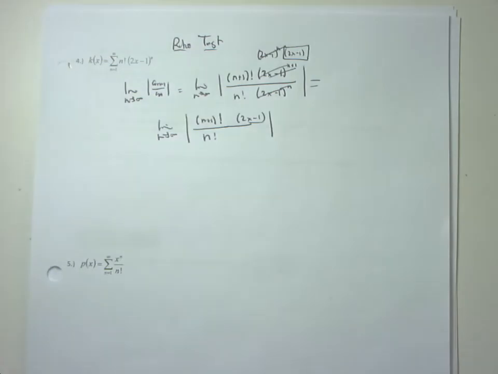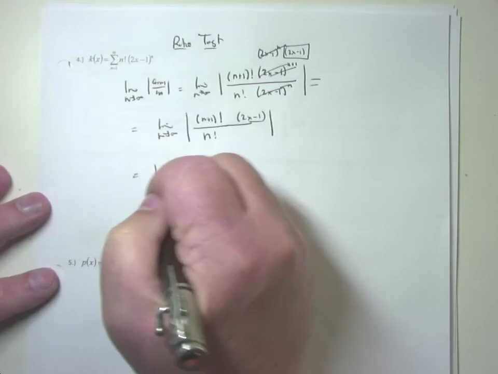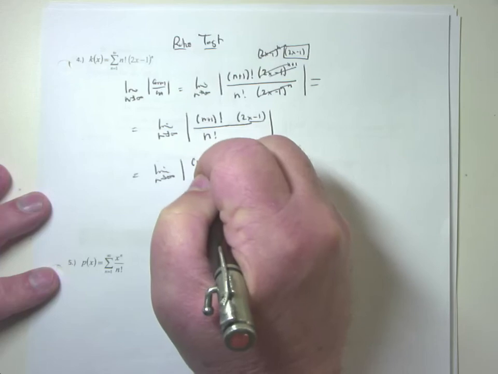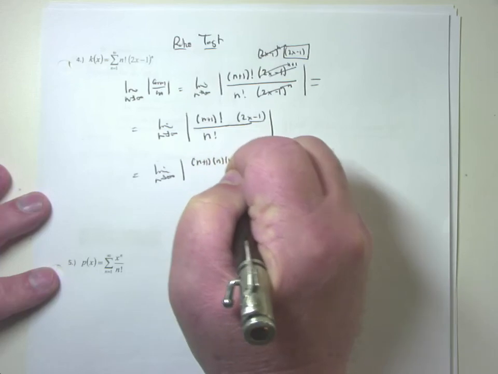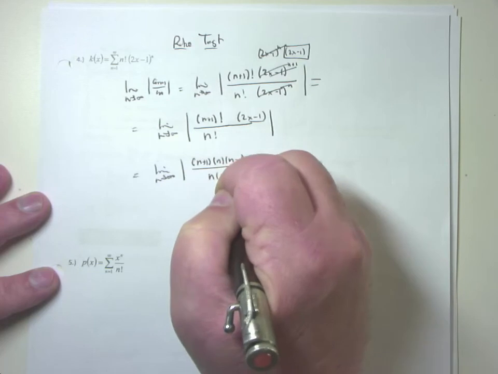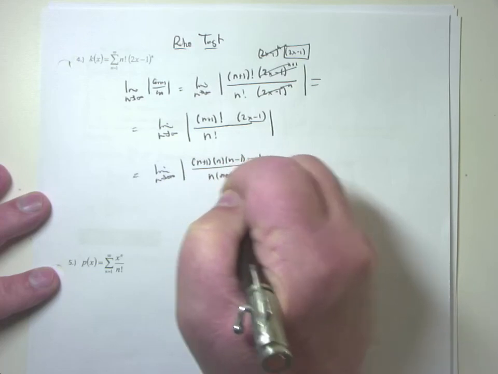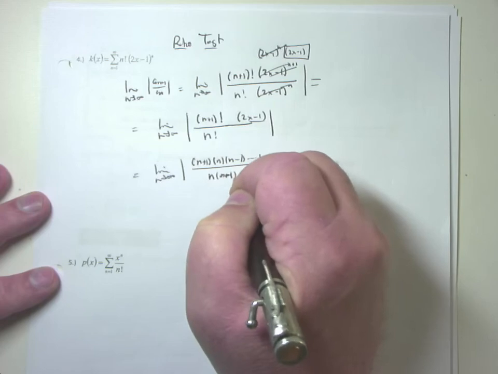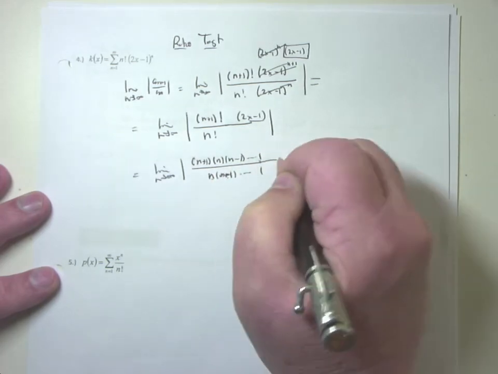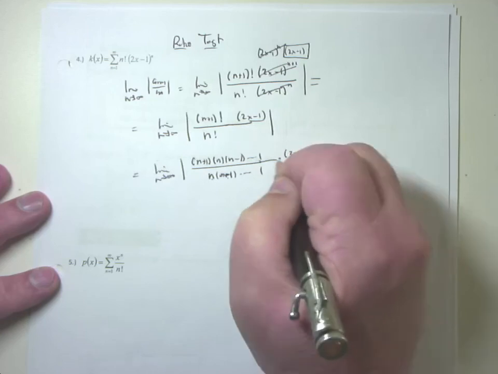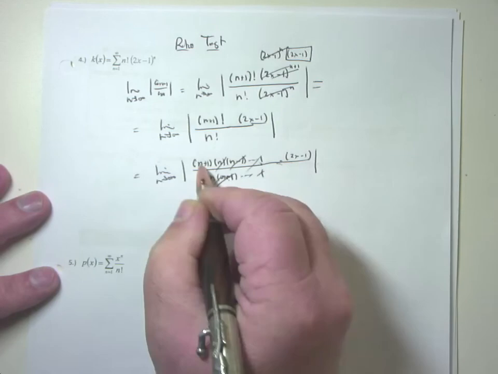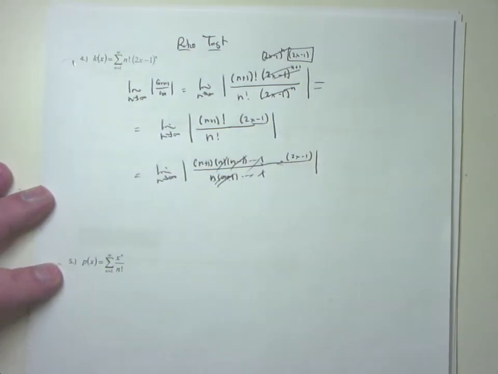What's the definition of factorial? This is equal to the limit as n approaches infinity of n plus 1 factorial, which by definition is n plus 1 times n times n minus 1 all the way down to 1. N factorial is n times n minus 1 all the way down to 1. Remember, it's being multiplied times 2x minus 1. Here the n's cancel, the n minus 1's cancel, everything cancels, but you're left with an n left over.